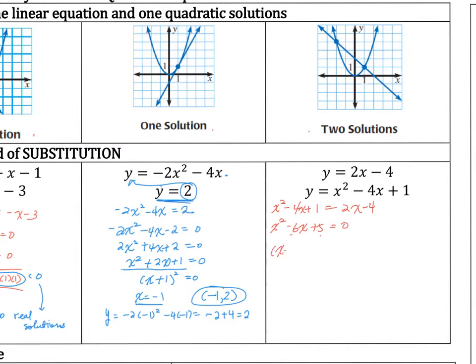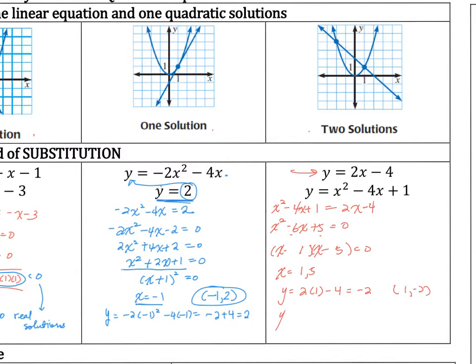And I see that I can factor. So that's the first thing I'm going to do. This is the quickest. 1, 5. So I have two solutions of x. So I need to look for two coordinate points. So I'm going to take the linear function, which is easier. So when x is 1, what's y? Y would be negative 2. So I have 1, negative 2.